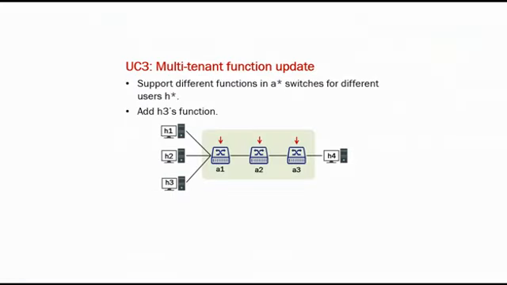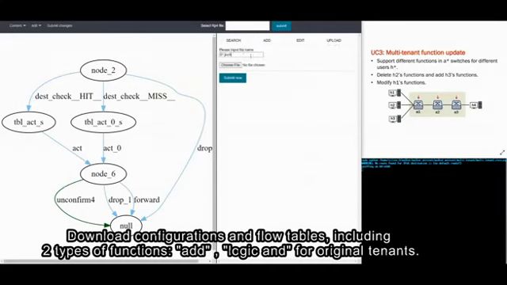The third use case is, the base program supports add and logic and aggregation. H1 emits packets with add requirement and H2 with logic and requirement. Now tenant H3 joins in the network with logic or requirement. The three switches need to support the new requirement. The step is: download configurations and flow tables, including two types of functions, logic and add, for original tenants.